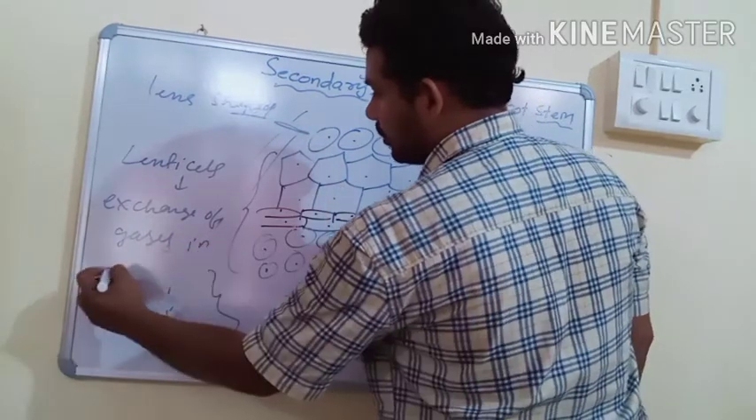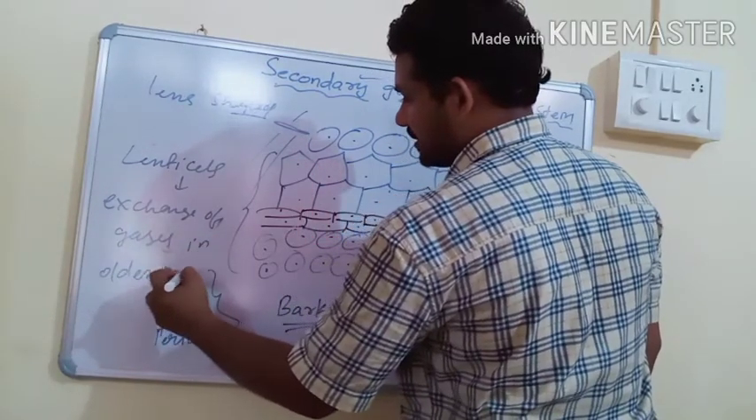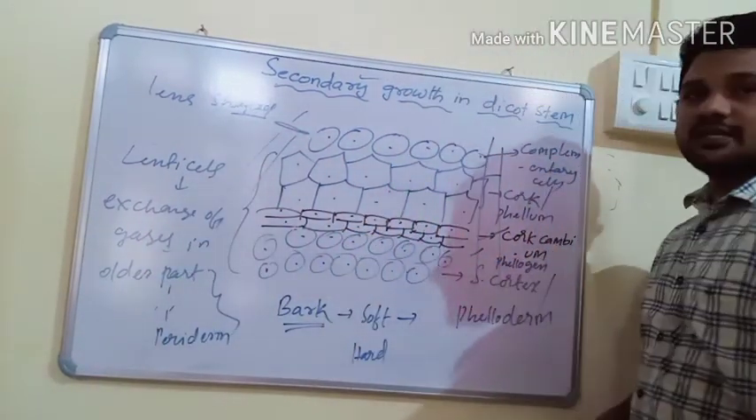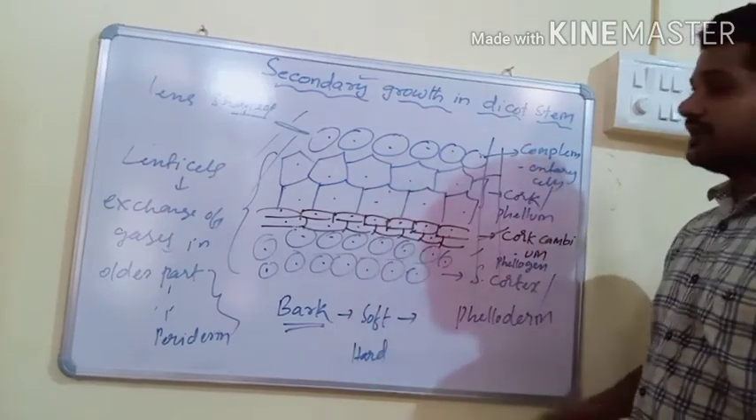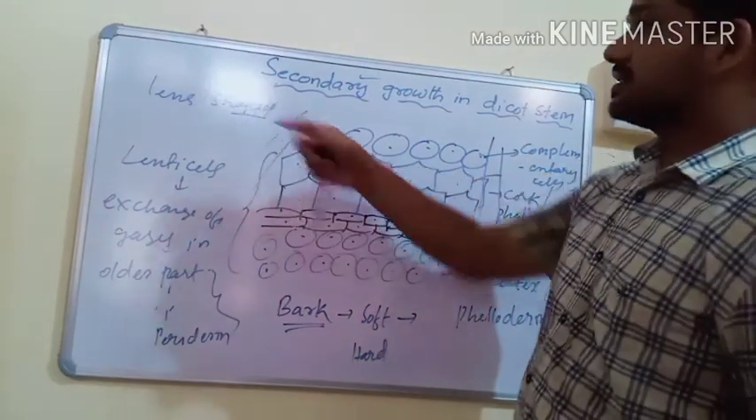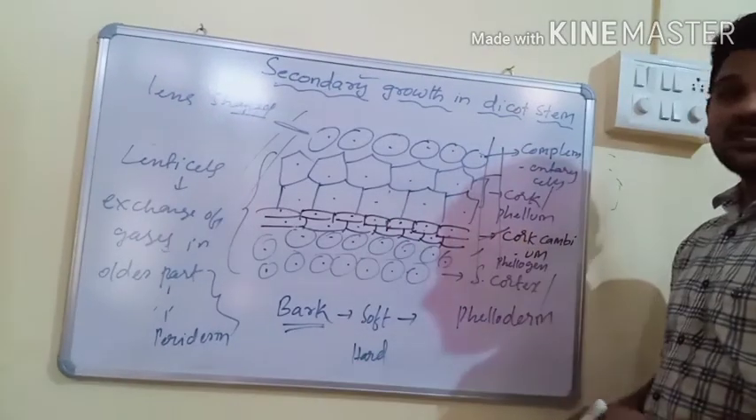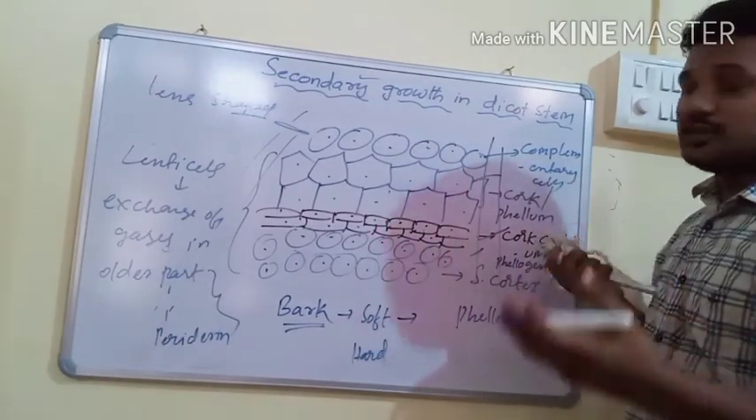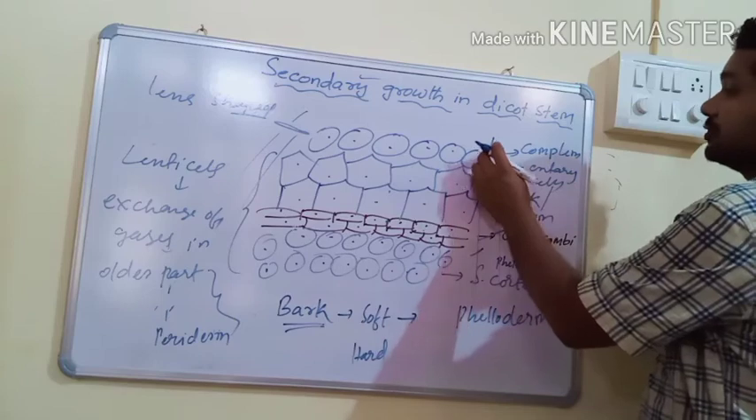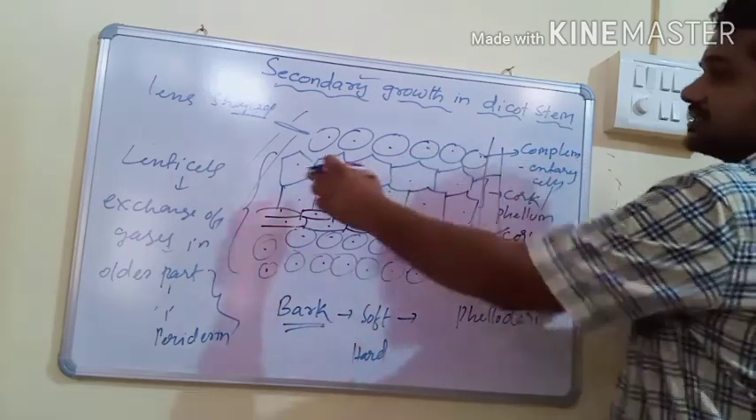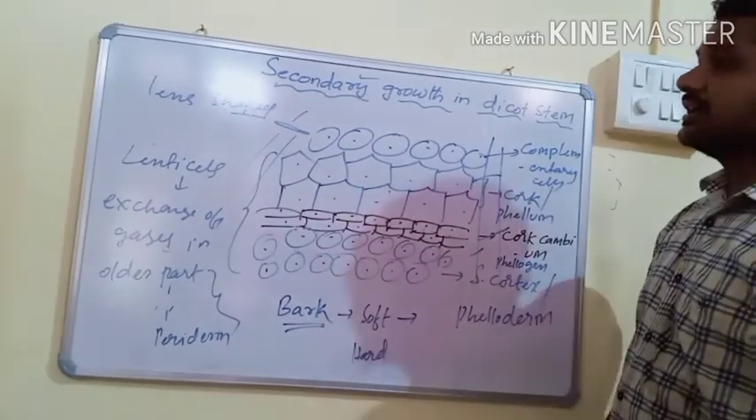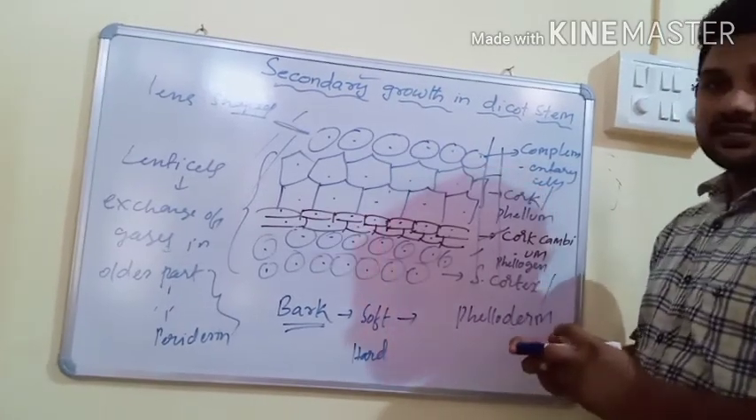In younger parts, exchange of gases takes place through stomata, whereas in older parts, exchange of gases occurs through lenticels. What are lenticels? Lens-shaped openings present in the epidermis due to the presence of complementary cells are known as lenticels, and lenticels help in exchange of gases in older parts.